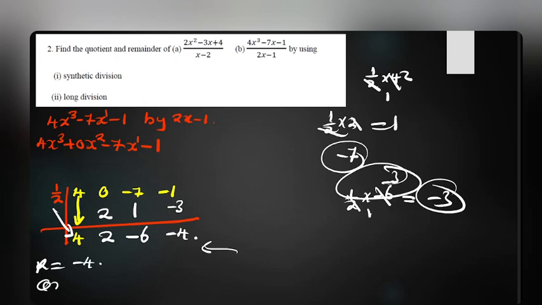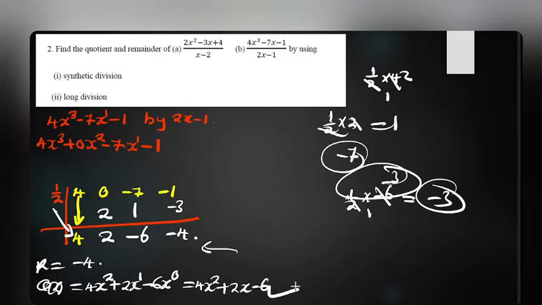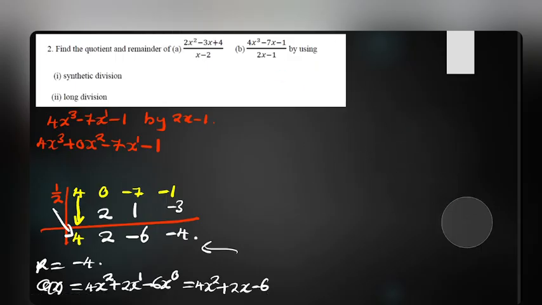Then the quotient here becomes 4x, then plus 2x, minus 6, so the powers are 2, 1, 0. So we have 4x squared plus 2x minus 6. That one becomes the quotient, and the remainder is negative 4. The last three using long division, the same. So this is our long division.